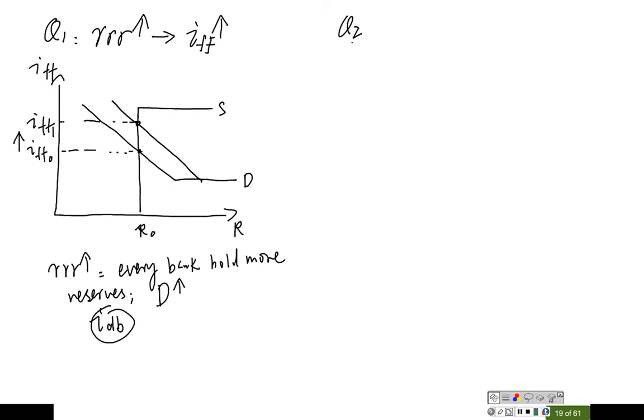The second question is, if the Federal Reserve wants to keep the federal funds rate at the same level after question 1, keep IFF at the initial level, IFF0, what happens?